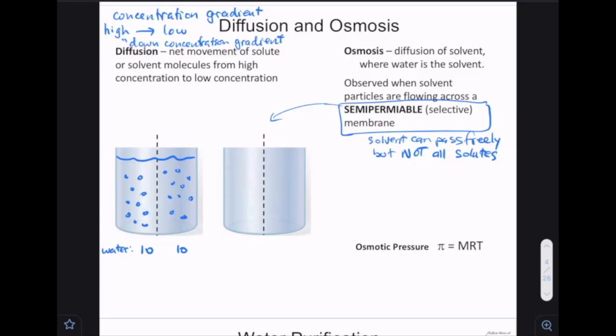Now, what happens if I put some solid in here? I'm going to take some red particles and I'm going to put them over here. Let's say I put 10. So what do we have here? Solid. On the left-hand side, there's 0 solid. And on the right-hand side, we have 10 solid particles.